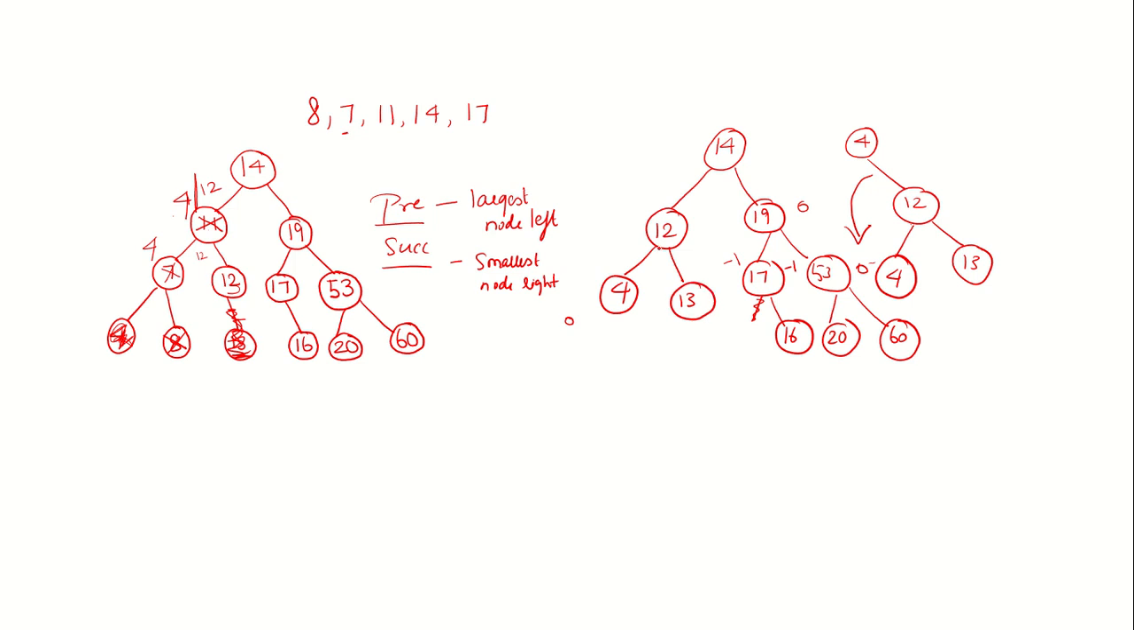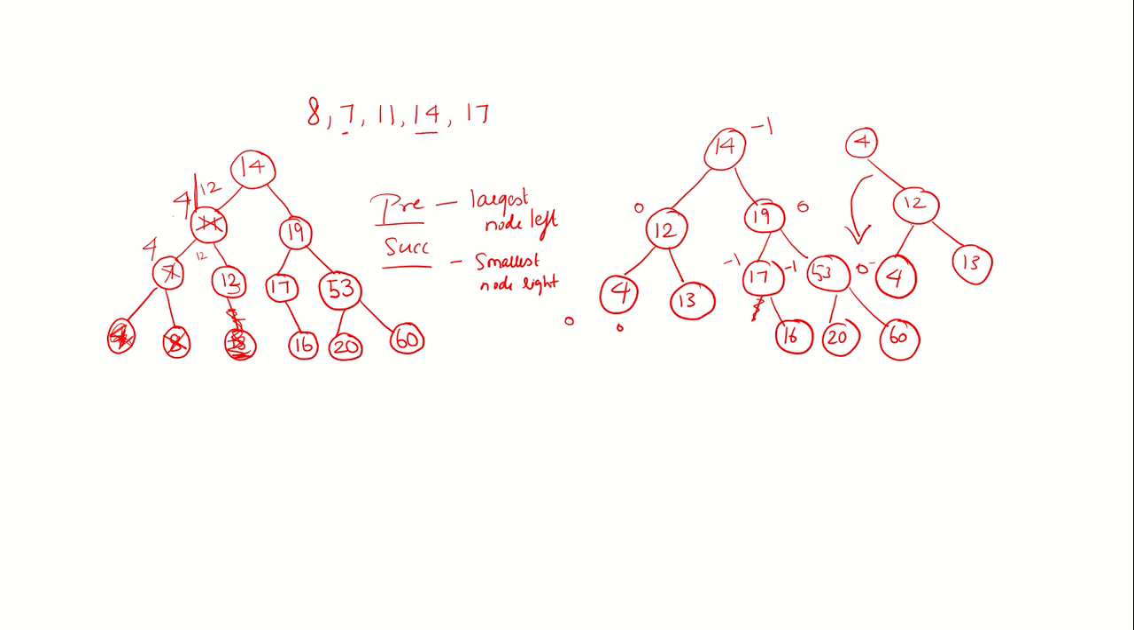Now calculate the balance factor. The right side is not affected, so you can leave it as it is. So this will be 0. This will be 1 minus 1, so this will be 0. 2 minus 3, this will be minus 1. So the tree is balanced now.